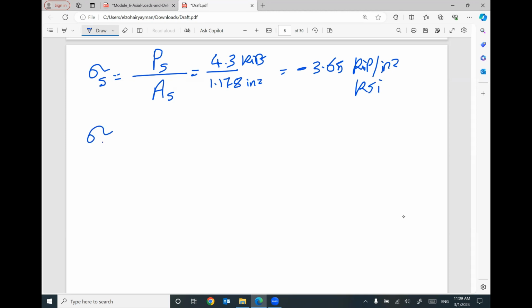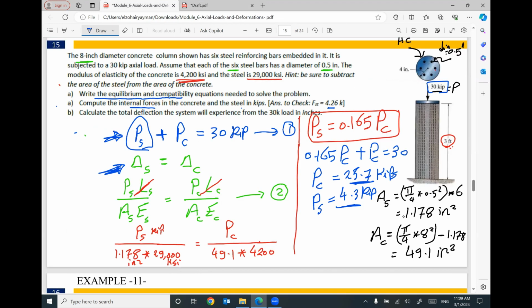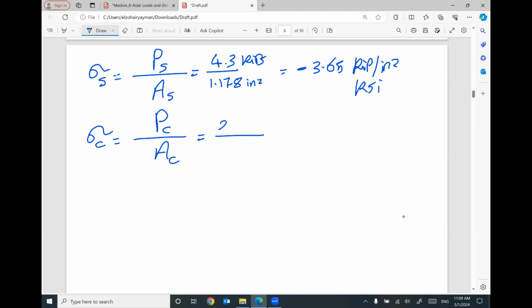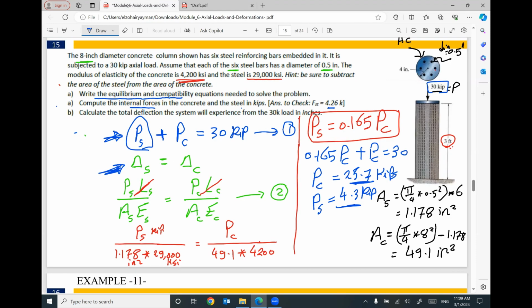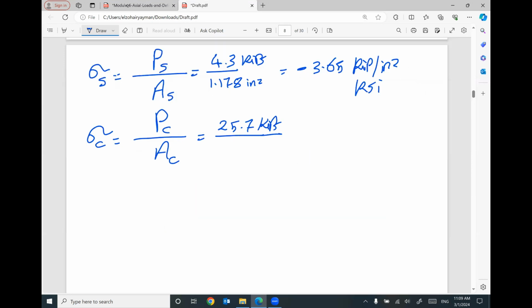The stress in concrete equals the part of the force shared by concrete divided by area of concrete. This amount of force equals 25.7 kip divided by area of concrete 49.1 inch squared. So this stress will be compressive stress, 25.7 divided by 49.1. It will be 0.523 KSI.